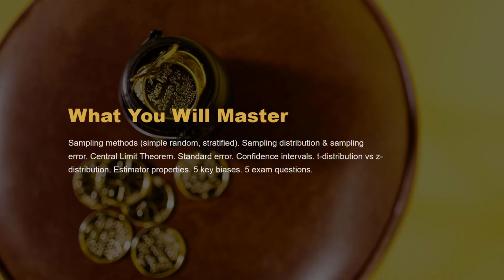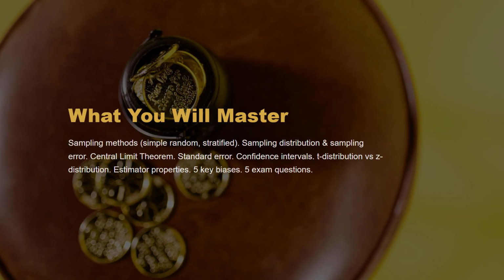In this lesson, you will master sampling and estimation for the CFA exam. We start with sampling methods. Simple random sampling, where every member of the population has an equal chance of selection. Stratified random sampling, which divides the population into groups and samples from each. Then sampling distribution and sampling error, the gap between your sample statistic and the true population parameter. The central limit theorem, the single most important theorem in statistics.